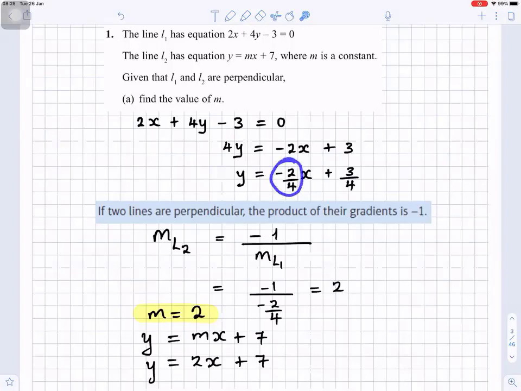So minus 2 over 4 is the gradient of L1. And this statement: if two lines are perpendicular, the product of their gradients is minus 1. Or you can say the gradient of line 2 is equal to minus 1 divided by the gradient of line 1. So that will be minus 1 divided by minus 2 over 4. That gives you 2. So the gradient of line 2 is 2, and you can write the equation of line 2 as y = 2x + 7.